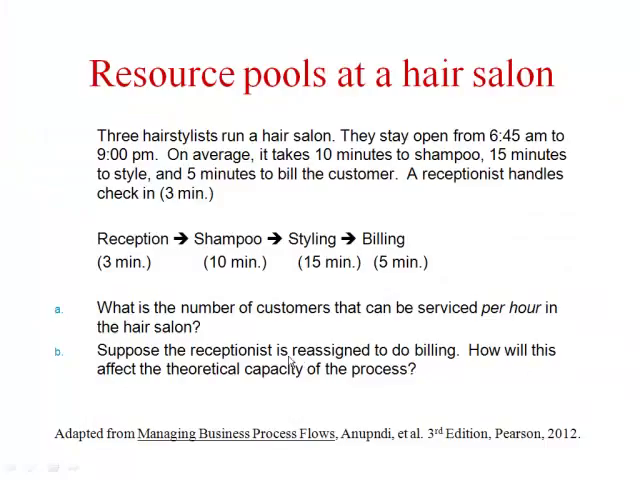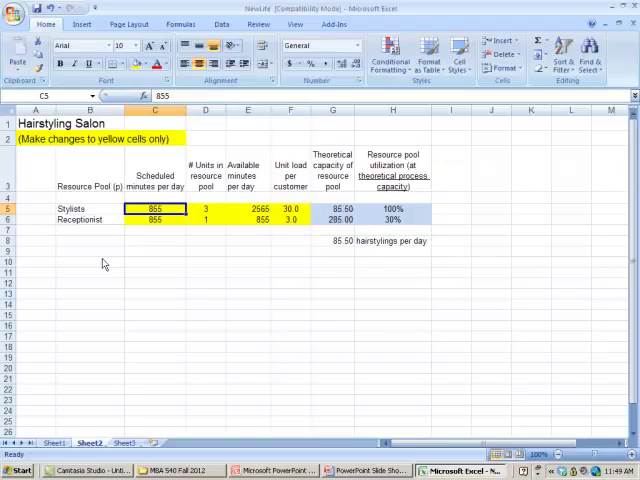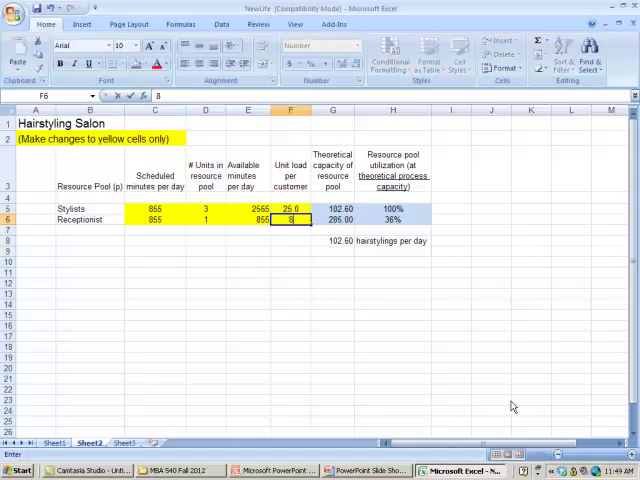That is, suppose the receptionist is reassigned to do billing. How will this affect the theoretical capacity of the process? Well, if the receptionist is doing billing, what that means is we're going to take 5 minutes out of the unit load on the stylist and move it over to the receptionist. So using the spreadsheet, it's pretty quick analysis here. We drop the unit load on the stylist by 5 minutes, and we add 8 minutes to the receptionist.